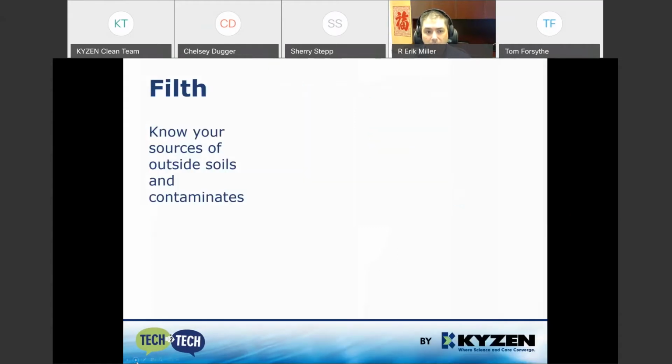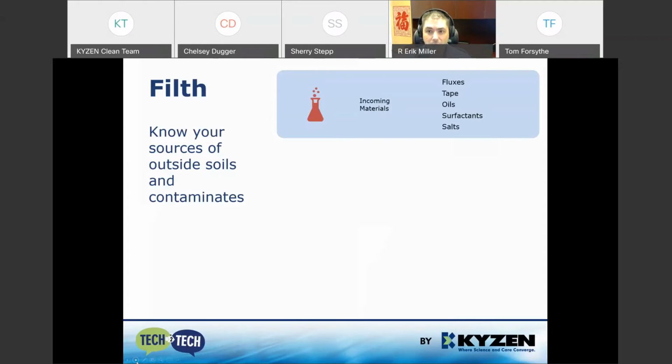So if we talk about filth, it's really knowing the source of your outside soils and your outside contaminants. And so what do I mean by that? I mean your incoming materials. Beyond the cleaning chemistry and the cleaning material, what else is being introduced into your wash bath or into your process? That could be simple things like fluxes. It could be different salts from fingerprints or other processes. It can even be oils at times.